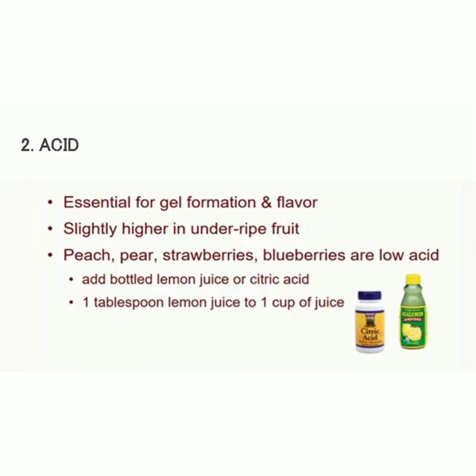Next is the acid. Acid is essential for gel formation and flavor. It is slightly higher in underripe fruits. Peach, pear, strawberries, and blueberries are low in acid. Bottled lemon juice or citric acid is added.